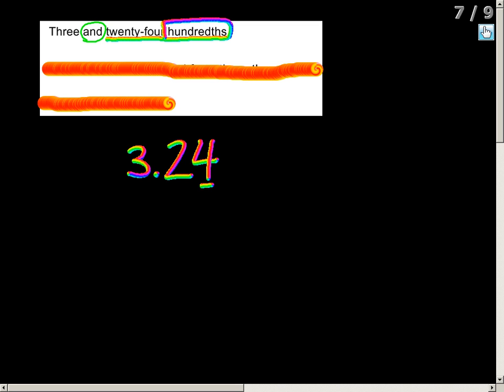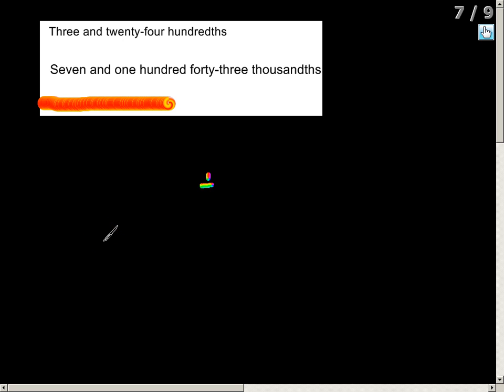Let's take a look at one, and we'll do the next one together. Okay, now we have a number in word form. I'm going to change it to standard form. It's 7 and 143 thousandths. The first thing you want to do is take a look at that whole number, which is the number 7. That's pretty simple. We're going to write that down. And then next we come to the word and. We're going to write that down as the decimal point.